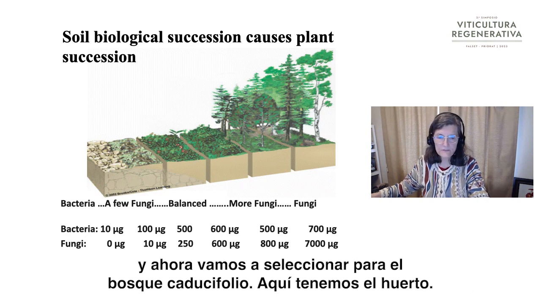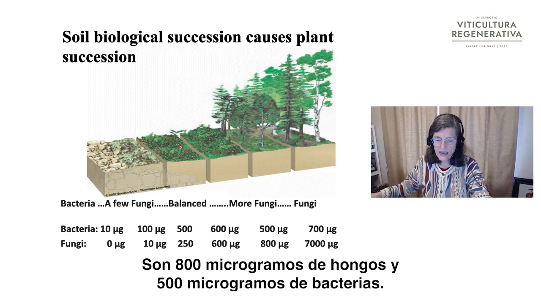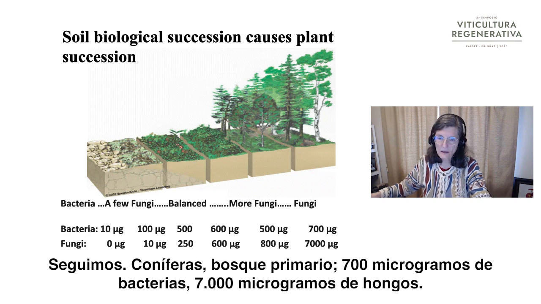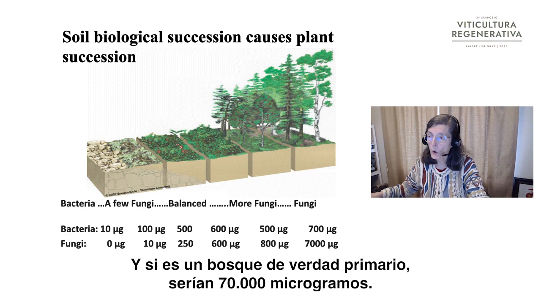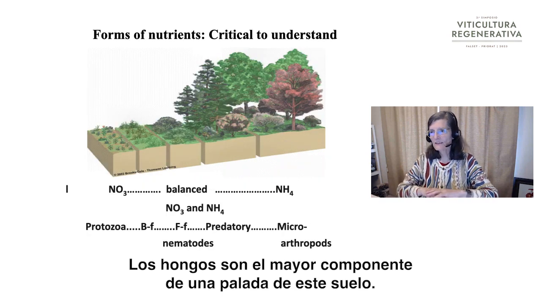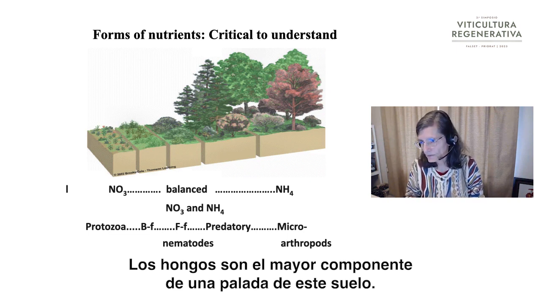And now you're going to select for your deciduous forest. Here's your orchard. 800 micrograms of fungi, 500 micrograms of bacteria. Keep going. Conifer, old growth, 700 micrograms of bacteria, 7,000 micrograms of fungi. And if this is truly old growth, this will be 70,000 micrograms. The fungi are the greatest component of a shovel full of that soil.